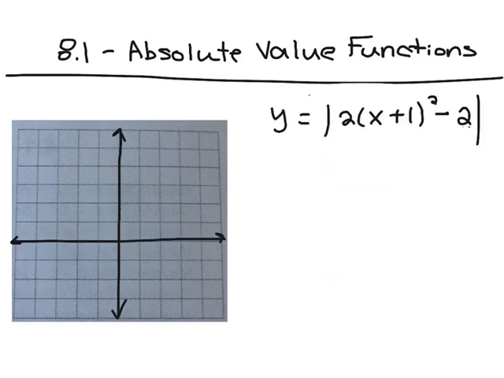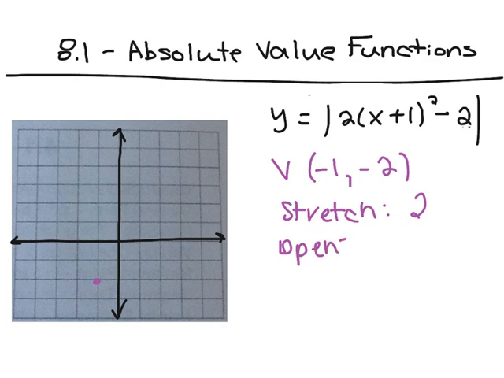For this one, our vertex is at -1 and -2. So this time it's below the x-axis. Our stretch is by a factor of 2, and it opens up. So we're going to go over 1, up 2, over 1, up 2. Anything that is below the x-axis draws a dotted line. And then everything above the x-axis is a solid line.